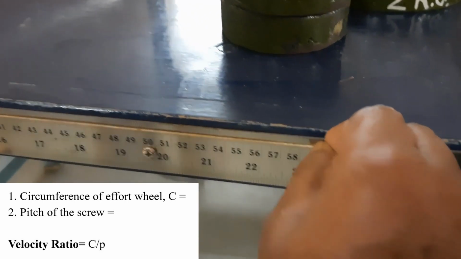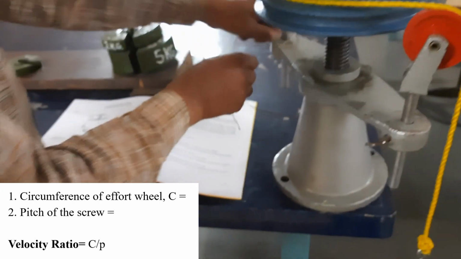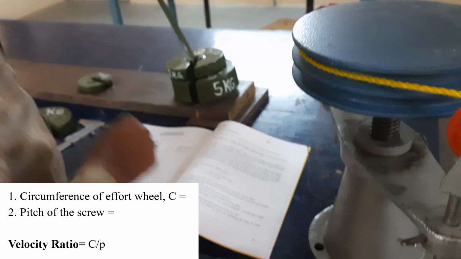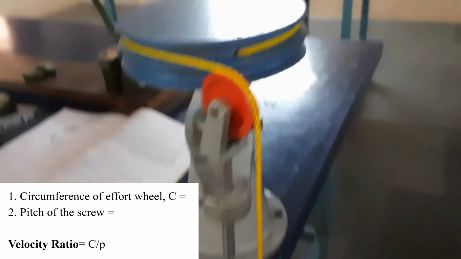590. 590. So 590 mm is the circumference of the tapered wheel. Then here we have to measure the pitch of the screw.